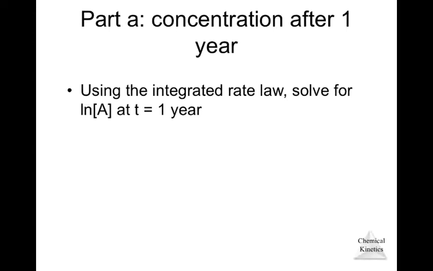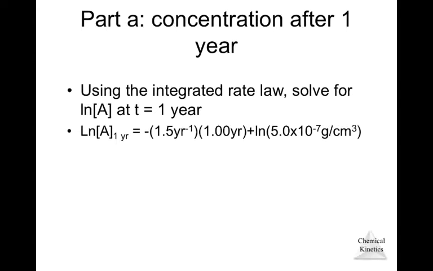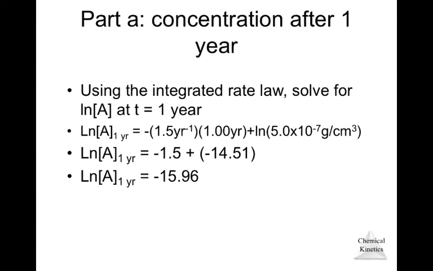So how do we do this? Again, we know this is first order, so we can use our first order integrated law. So use that rate law to solve for the natural log of concentration A at time t equals 1 year. So the natural log of A sub 1 year, and you can plug in all your other values. So here's our negative rate constant, here's our time t, and here's our initial concentration, taking the natural log of that. And so you end up getting the natural log of the concentration of A at 1 year is negative 1.5 plus negative 14.51, so negative 15.96.